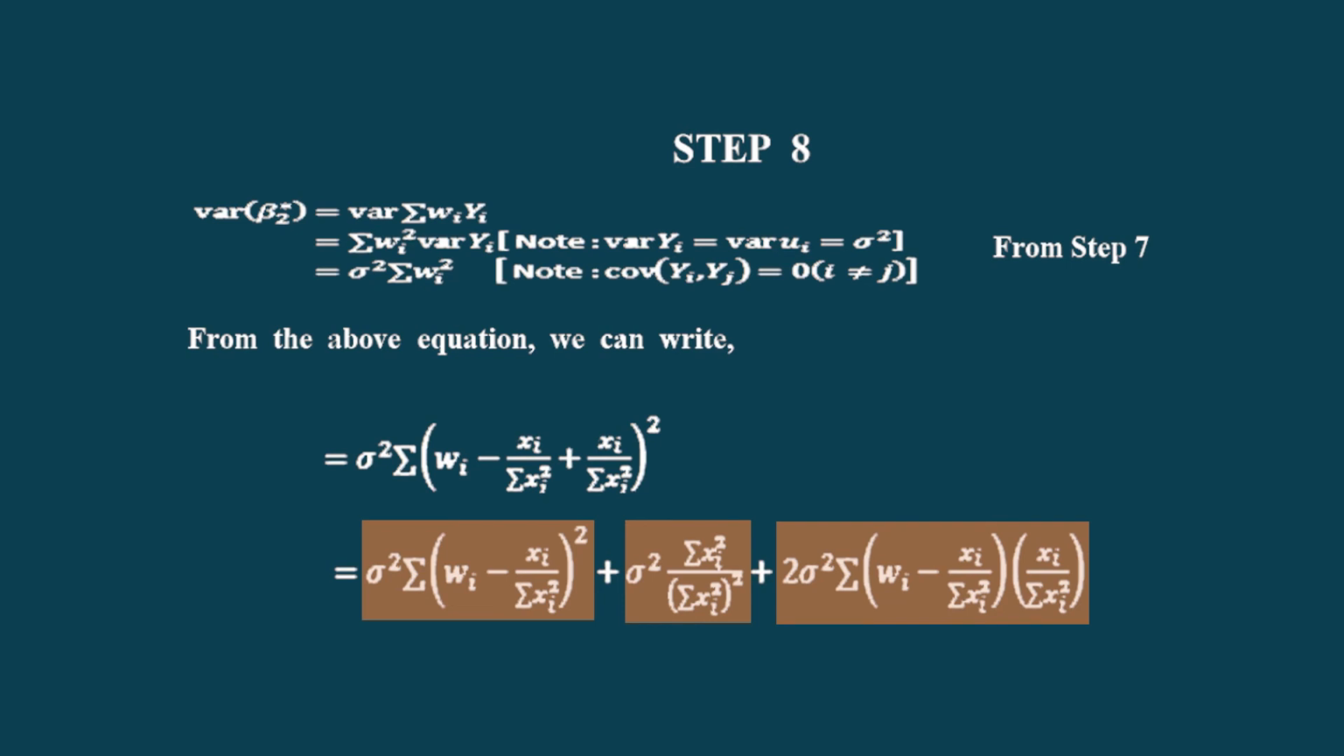If we say this entire expression to be a plus b square, the second term happens to be sigma square summation xi square by summation xi square whole square, and we have the cross term, which is 2 sigma square. This 2 appears from the basic formula of a plus b whole square, which calls for a square plus b square plus 2ab. So this 2ab component is basically 2 sigma square summation of AB written separately. That is how this decomposition is being done, following the simple formula of A plus B whole square.